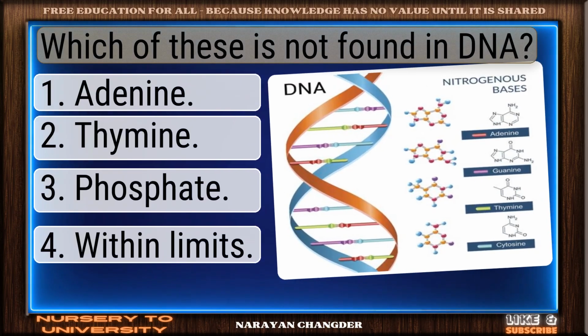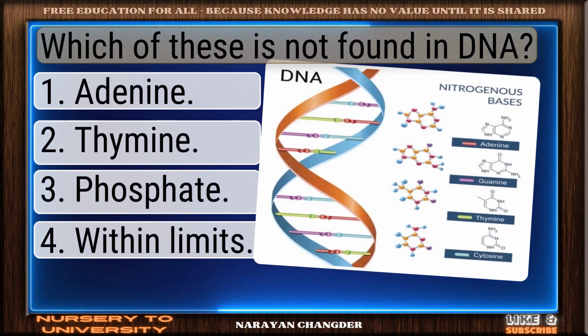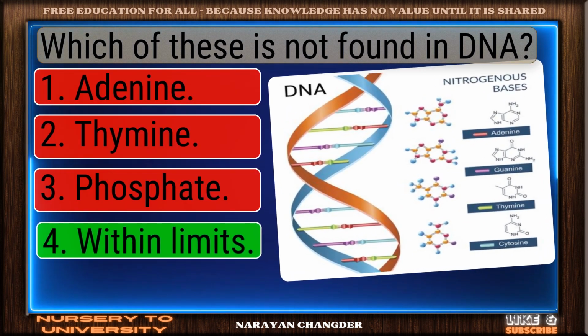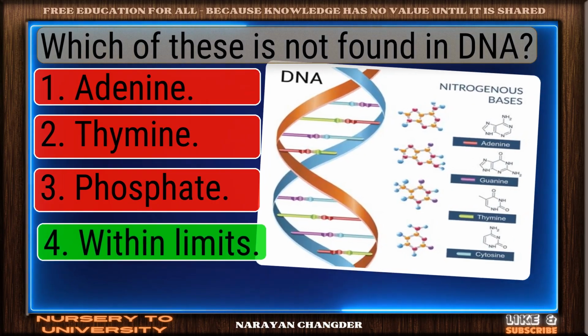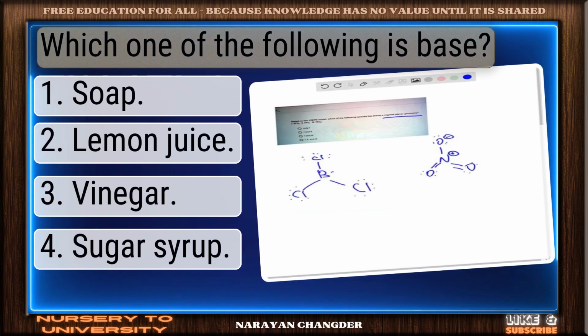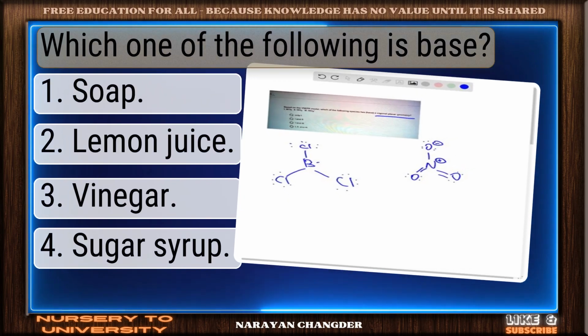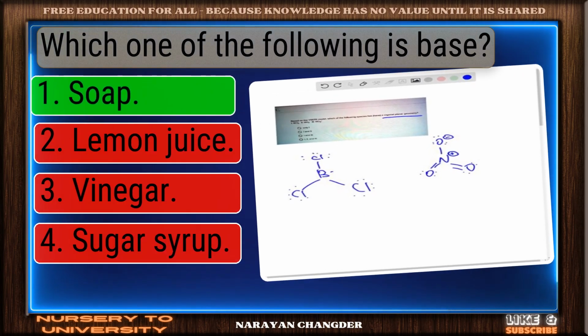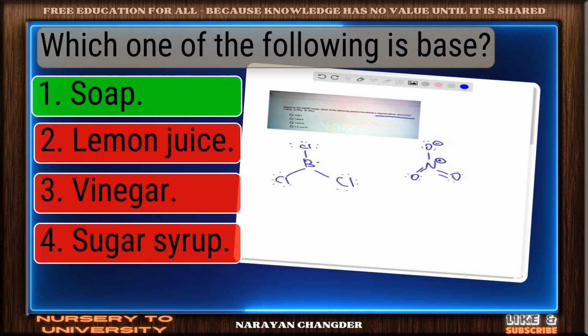Question number 56. Which of these is not found in DNA? Nice work. You chose within limits, and it is correct. Question number 57. Which one of the following is a base? Great thinking. Soap is the right choice.